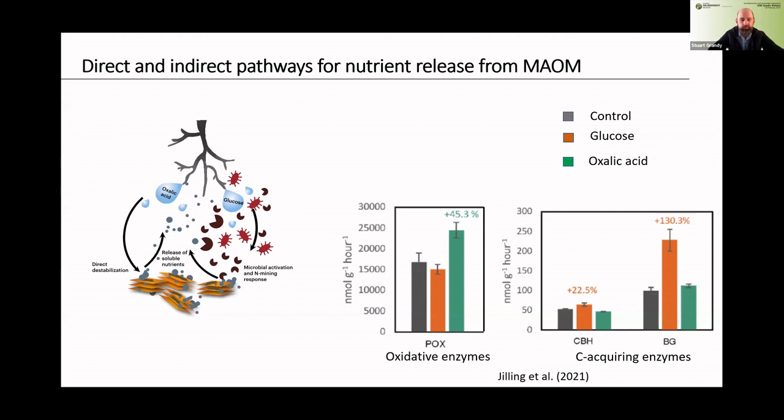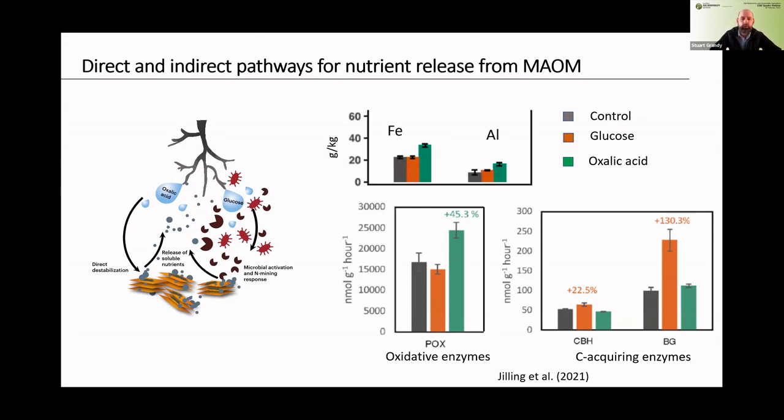So Andrea followed up this work looking at these direct and indirect pathways of nutrient release from Mayon, and she added glucose and oxalic acid to soils from Illinois, and she saw that oxidative enzymes increased with the addition of oxalic acid, whereas these carbon acquiring enzymes increased with the addition of glucose. Interestingly, very consistent with her original conceptual model, she also saw the mobilization of iron and aluminum in solution associated with oxalic acid addition, suggesting again this pathway whereby oxalic acid may be mobilizing Mayon carbon and nitrogen. And indeed in this study, both of these separate pathways stimulated Mayon carbon and nitrogen priming, specifically from the Mayon pool.